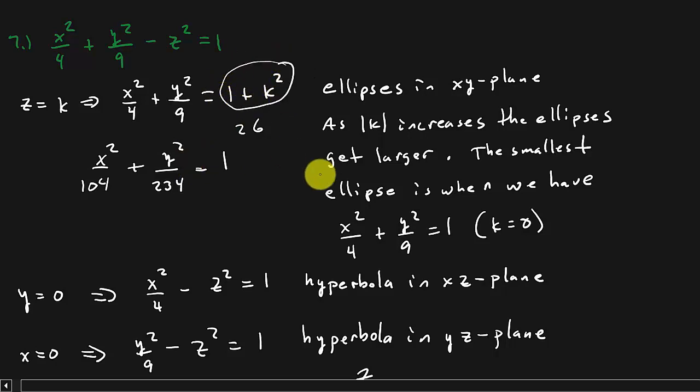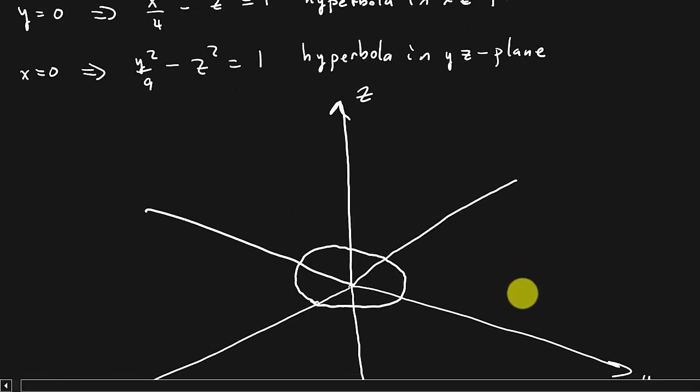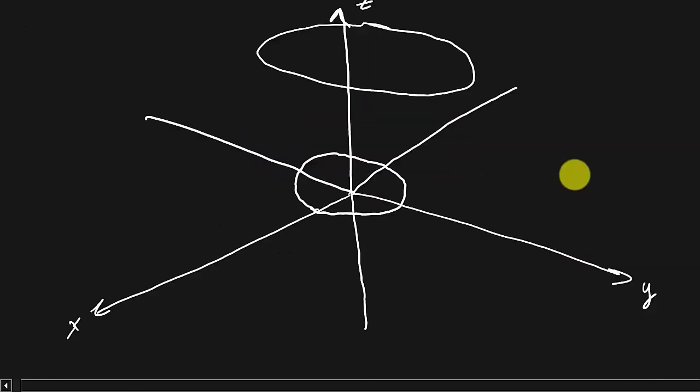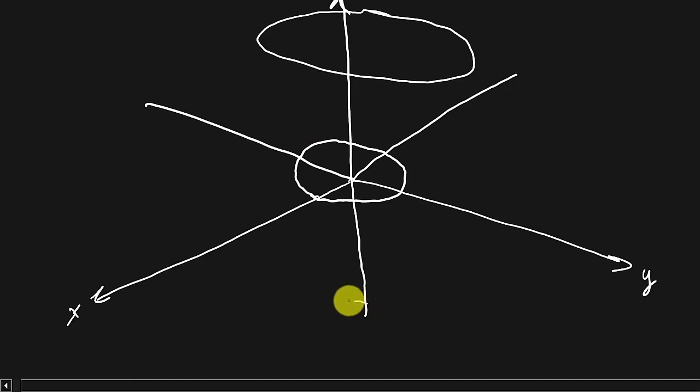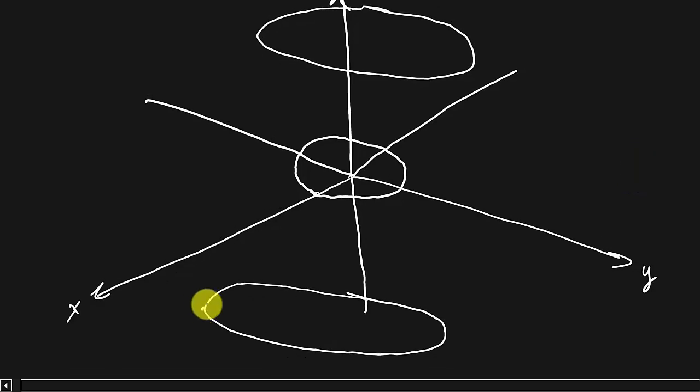Let's say k was 5, so that means this side would be 26, so I would divide everything by that. Now look at your A and B. See how your A and B is larger? So that ellipse is going to be larger. That's what it's talking about there. If we came up here, we would have an ellipse, and it would be larger like this. And same thing down here. Terrible drawing, but it would look something like that.